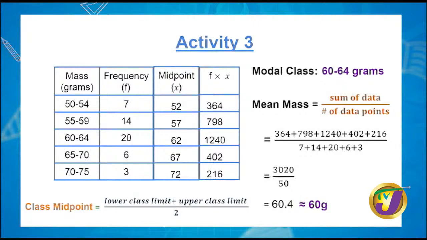But in this case, because we're asked to round it off to the nearest whole number, and it is a continuous data set, we'll use the same rules that we learned about rounding. Once you are below 0.5, or halfway, you would round down.